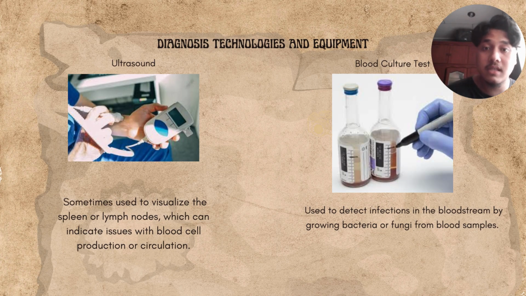Diagnosis technologies and equipment: ultrasound, sometimes used to visualize the spleen or lymph nodes, which can indicate issues with blood cell production or circulation, and blood culture tests, used to detect infections in the bloodstream by growing bacteria or fungi from blood samples.